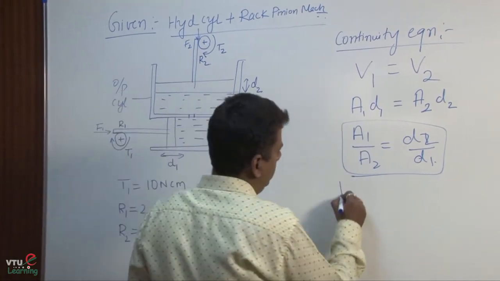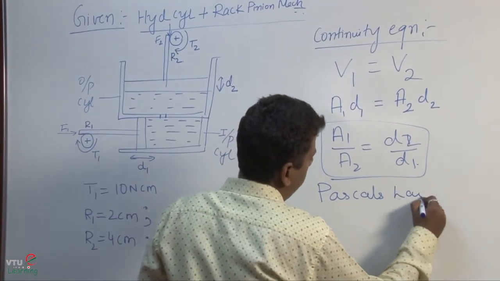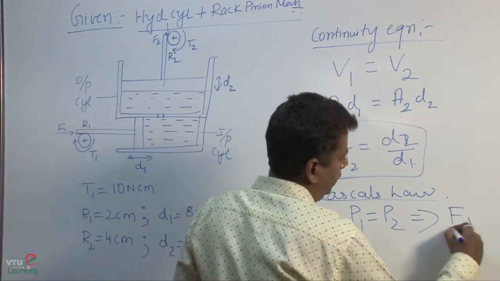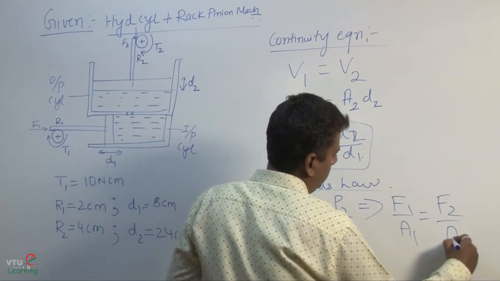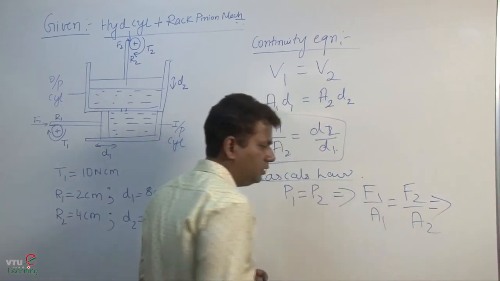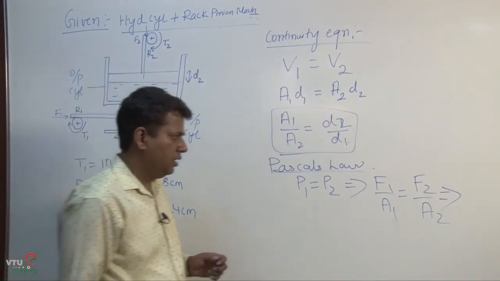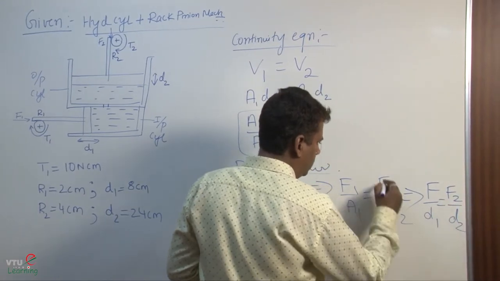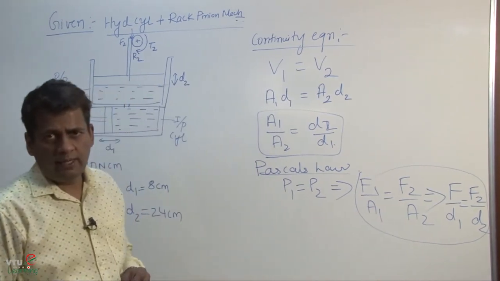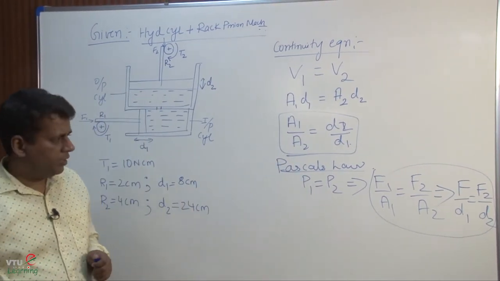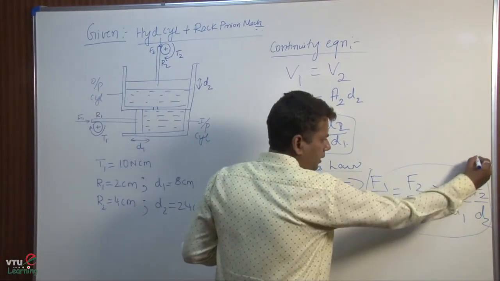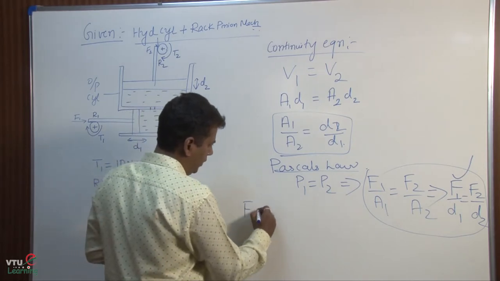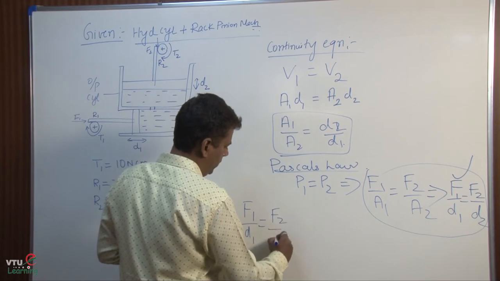Now, according to Pascal's law, we can have P1 is equal to P2, which means F1 by A1 is equal to F2 by A2. Which in turn means you have the force distance relationship, F1 by D1 is equal to F2 by D2. I have already explained this in the previous class, so you can directly apply it from the first principle. We use the equation F1 by D1 is equal to F2 by D2.